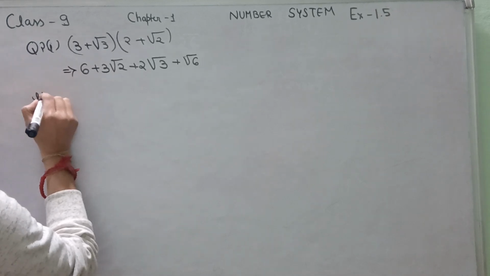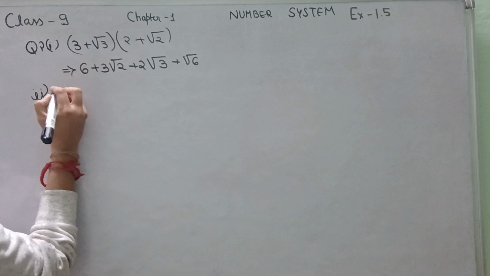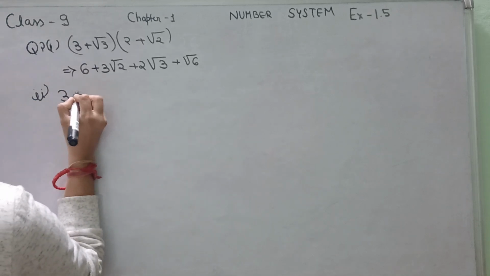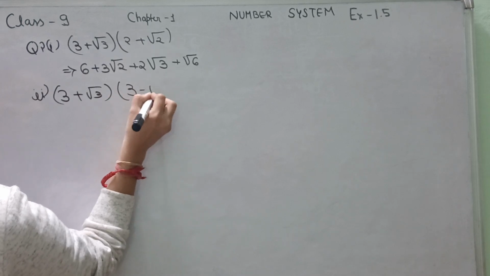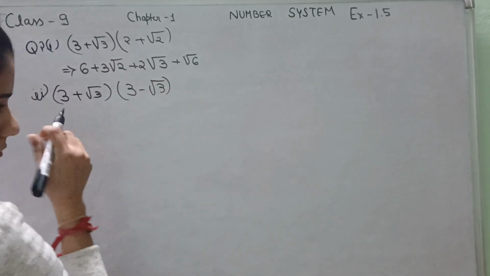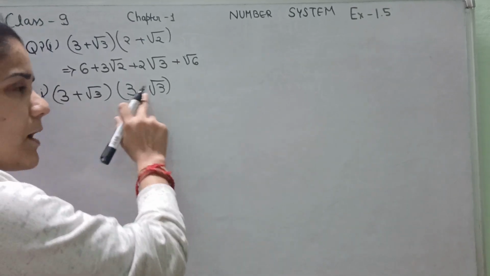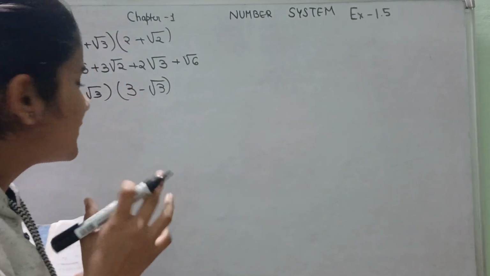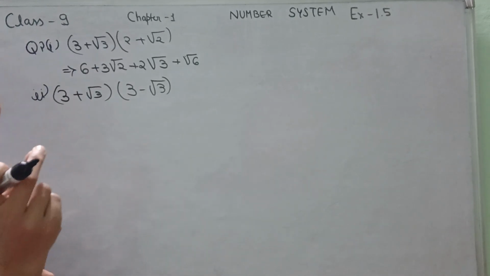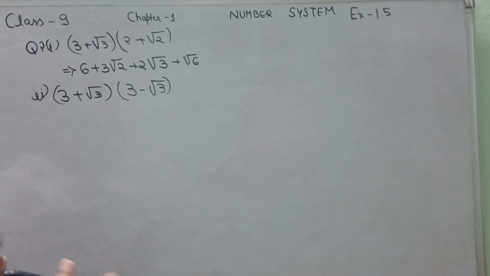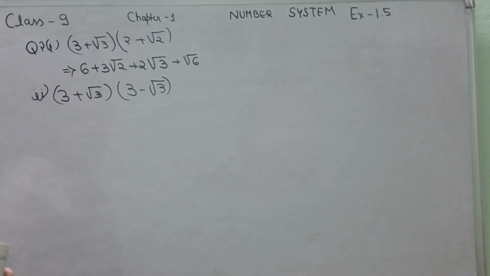Okay, for question number first. Okay, coming on question number second. Question number second is 3 plus root 3, 3 minus root 3. Can you see it similar to A plus B, A minus B? Can you see something similar? कुछ तो दिख रहा है ना? So we can write directly or by simplifying, as I told you, this method, or directly by applying the identity.